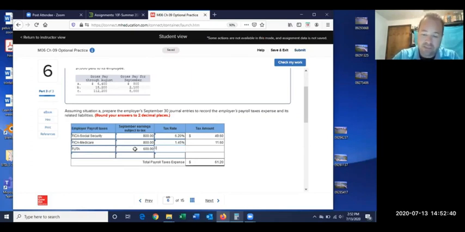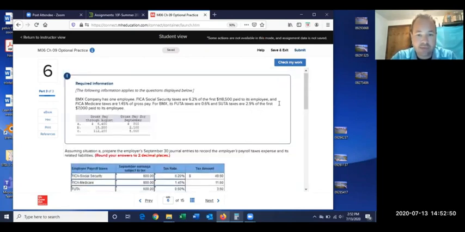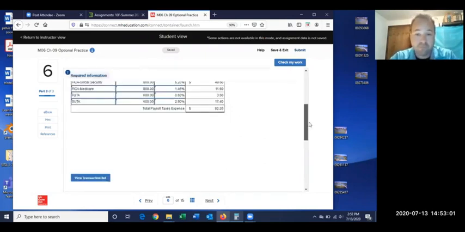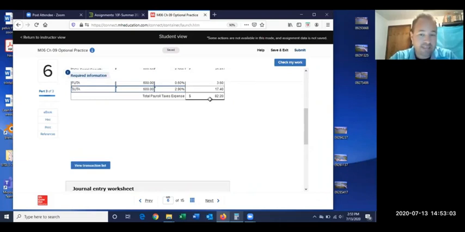The FUTA rate is 0.6%. And then the SUTA rate is the same wages, $600. And the SUTA rate is 2.9. It's telling us that all of the taxes, it will go ahead and add them up for us. So that's going to make it easy for us to do our debit. Because remember on our lecture example, I put in XXXX because I don't know what all of those added up to until I did it. Well, here they go ahead and have you add them all up.